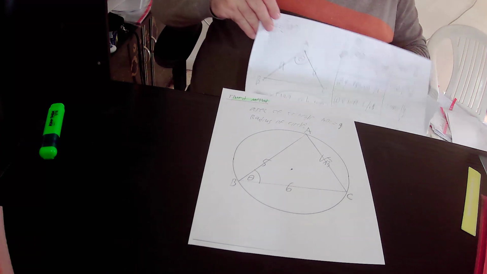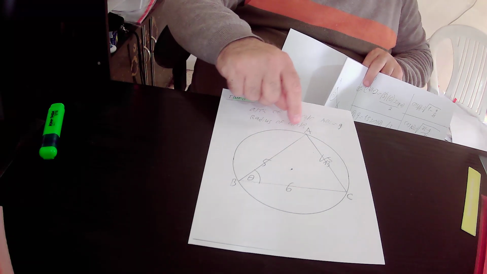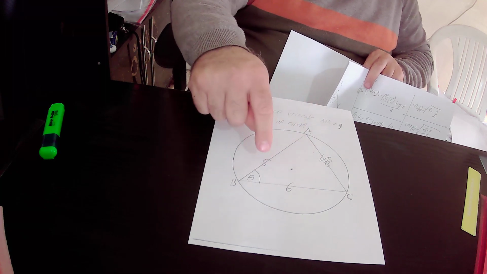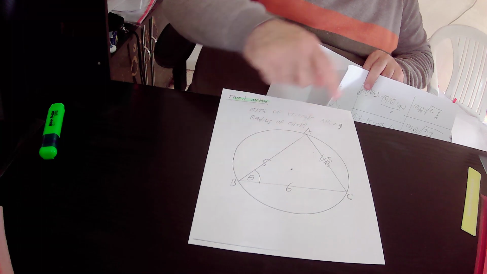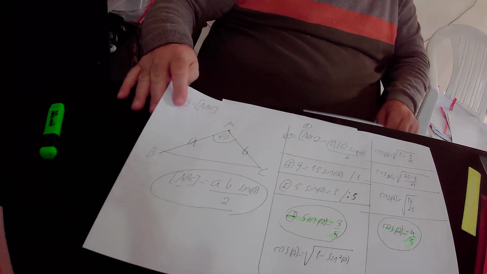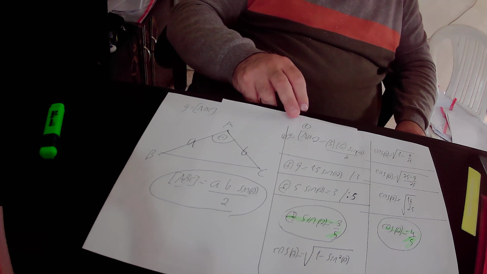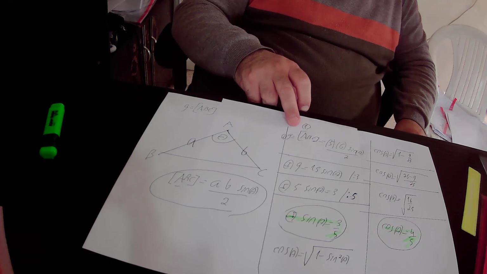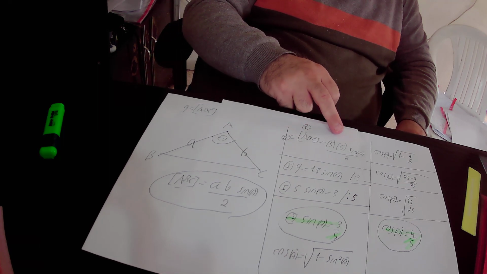According to this formula, we get that the area of triangle ABC equals AB times BC times sine theta over 2, that is to say 5 times 6 times sine theta over 2. The area of triangle ABC equals 5 times 6 times sine theta over 2. But we know that the area of triangle ABC equals 9 square units. So here 9 equals 5 times 6, this is 30, over 2.